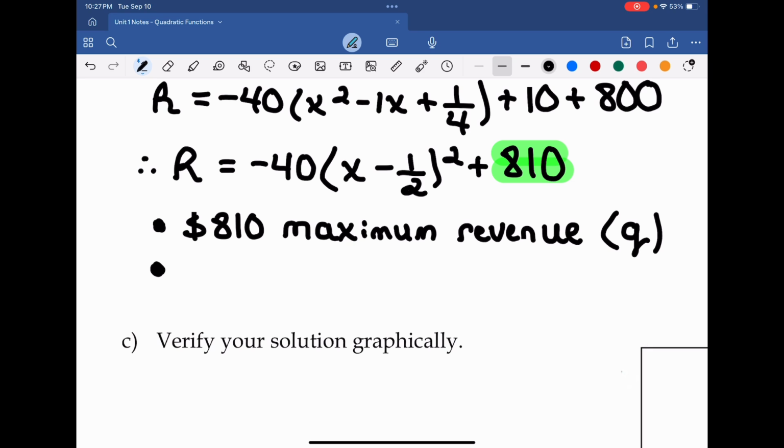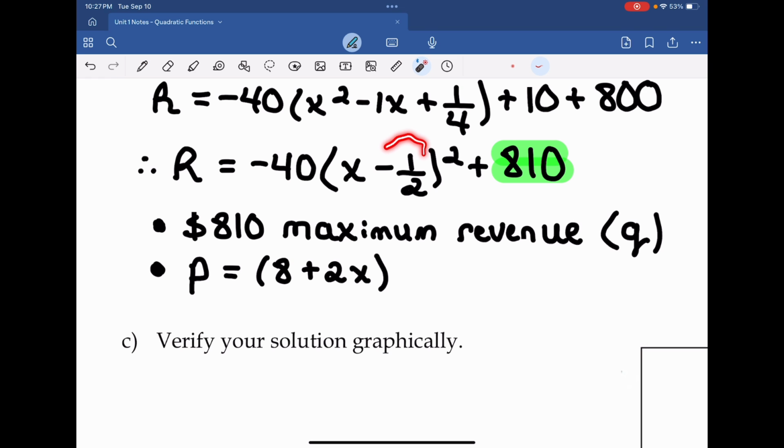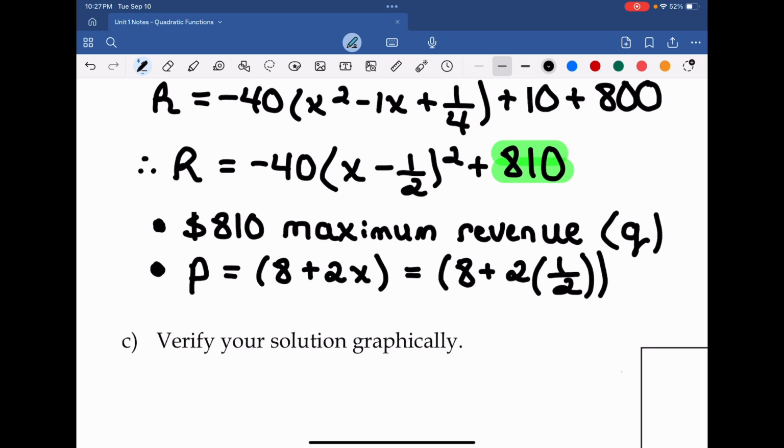All right, for our next piece, we need to figure out the price at which this occurs, because they said if we make $810, how much were the bottles? Well, to do this, we know the price was equal to $8 plus 2 times whatever the X value is at that maximum. What is the X value at this price? It's actually equal to the P value within the brackets here. So what we're going to do is plug that in. This is going to be equal to 8 plus 2 times the 1/2, and then close that bracket.